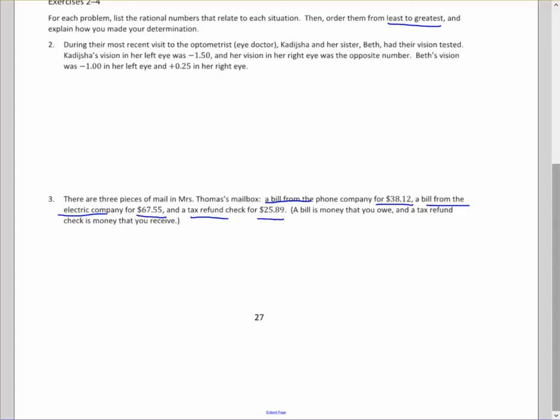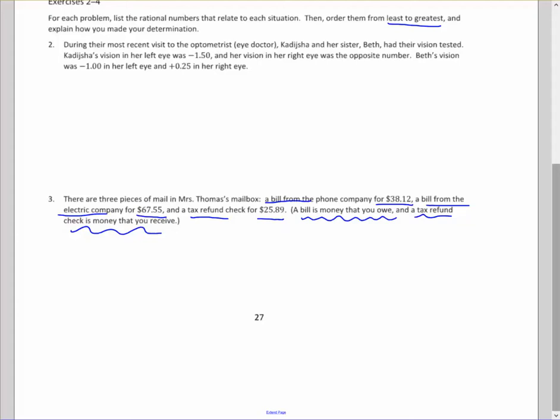A tax refund check for $25.89. What? People get money back? All right. A bill is money that you owe. You guys hopefully know this, but you're 12 or 11, you don't have to pay a lot of bills. And a tax refund is a check that you receive. It's money you receive because you've overpaid your taxes. Anyway, and then you get it back.